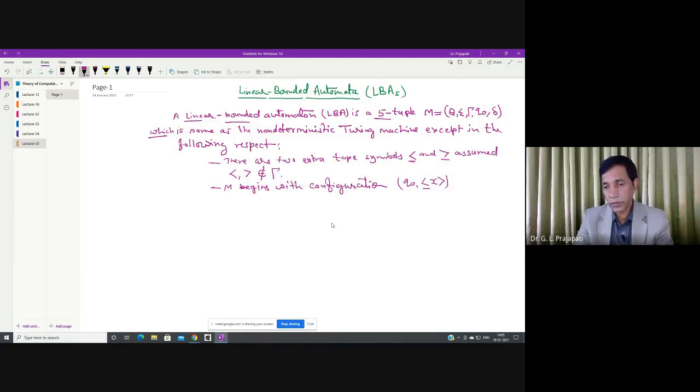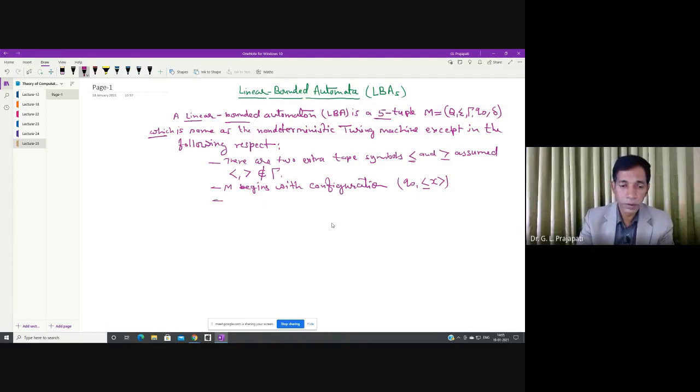This initial configuration says that your machine is going to start from the initial state, and your tape head is scanning the left angular bracket. Immediately after it you have the input, after the input you have the right angular bracket, and everything after that is blank. So actually you are enclosing x within these two symbols.